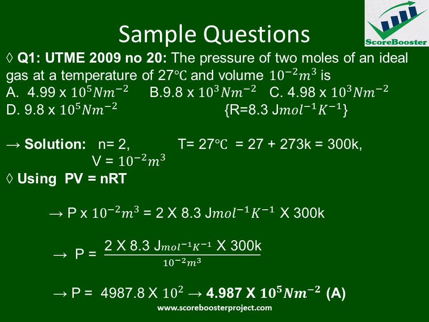Then we can make P the subject of the formula by dividing through by 10 raised to power minus 2 meter cube, to get P equals 2 times 8.3 joule per mole per Kelvin times 300 Kelvin divided by 10 raised to power minus 2. If we evaluate 2 times 8.3 times 300, it is going to give us 4987.8. When we take 10 raised to power minus 2 up, it becomes plus 2. Therefore, P equals 4987.8 times 10 raised to power 2.